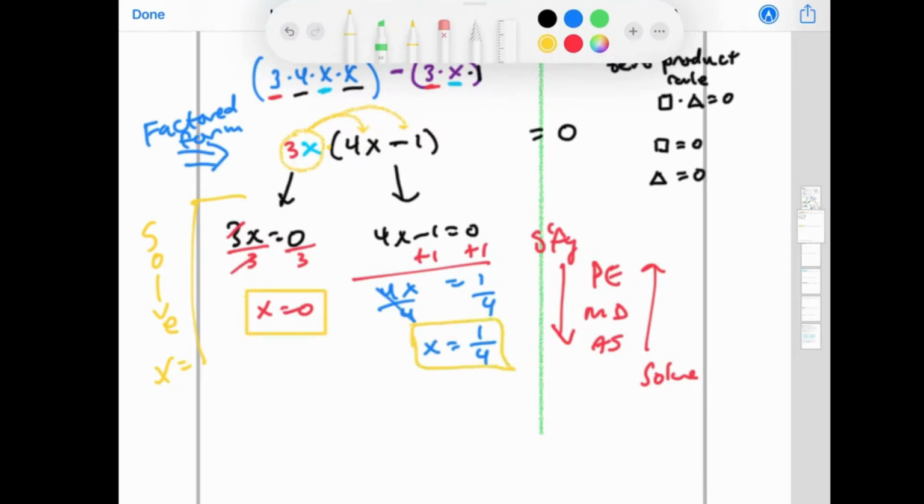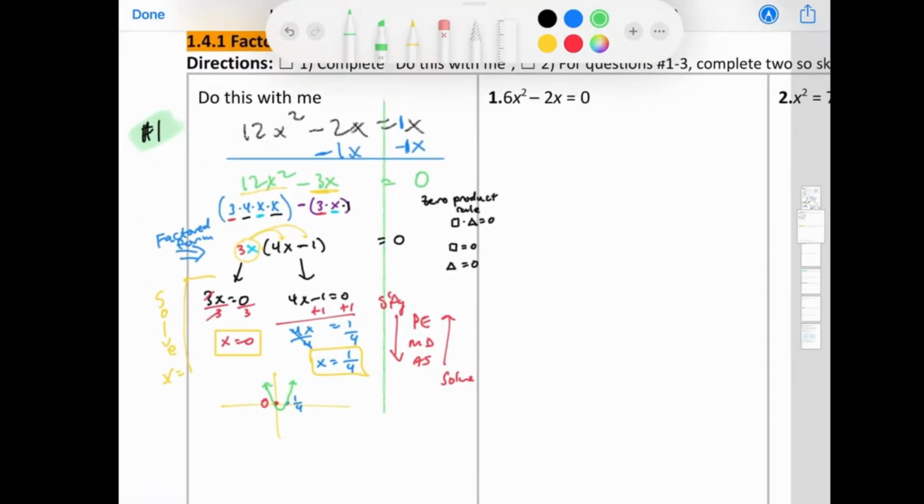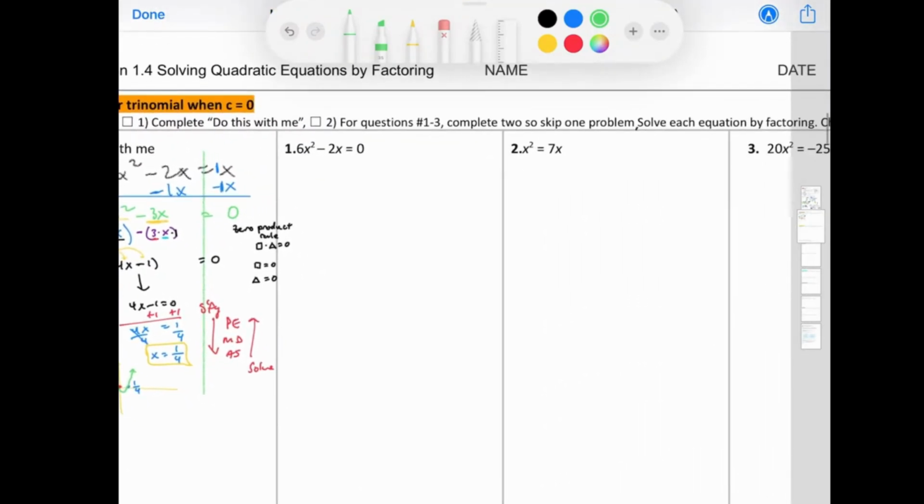Okay, this is what it means to solve. It says x equals. Remember the big idea here? Just show it to you. This is 0. Let's say this is 1/4. This one was 0, and basically that's where the graph goes through. Does that make sense why we're doing that? Okay. Go ahead and try 2 of these problems over here.